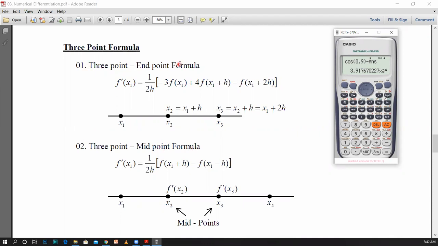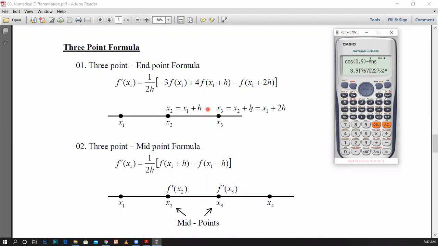For the 3-point endpoint formula, we are using the equation f dash x1, the derivative of function f at the point x1. It is defined as 1 over 2h times minus 3 times f(x1) plus 4 times f(x1 plus h), which is the value of the function f at the point x1 plus h, minus f(x1 plus 2h), the value of the function at the point x1 plus 2h.